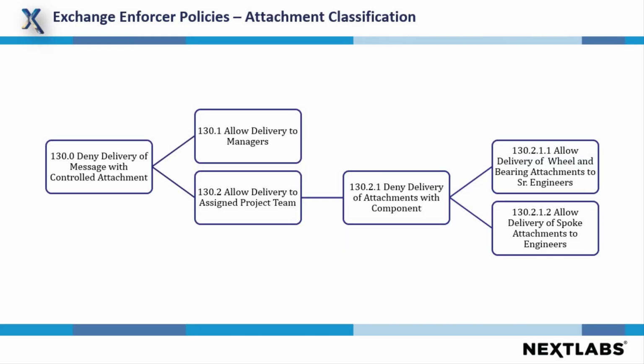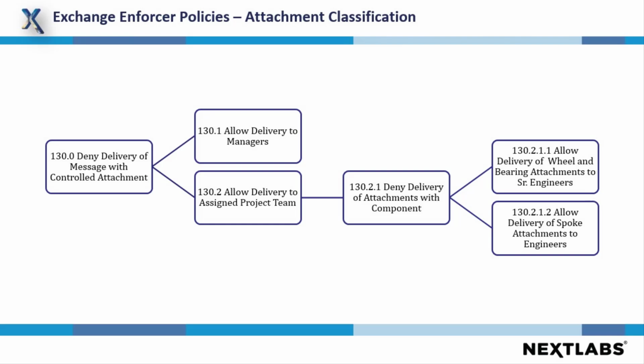In the first demonstration, we're going to show how the delivery of email can be restricted based on the attributes of an attachment. When you look at these policies, you see a top-level deny policy, which is going to deny delivery of a message with a controlled attachment. It then has two sub-policies that provide exceptions to this policy, one to allow delivery to the managers and the other to allow delivery to assigned project team members.